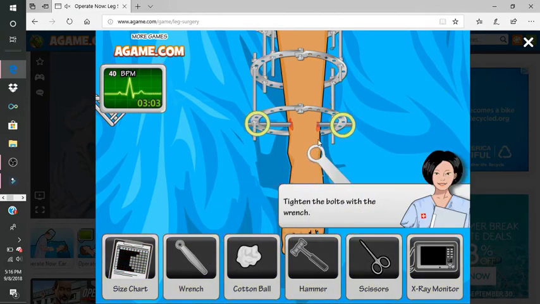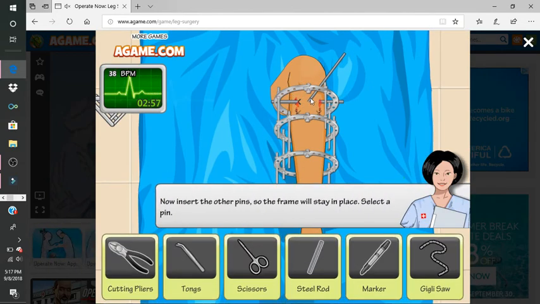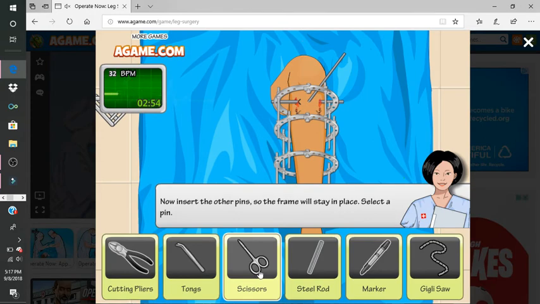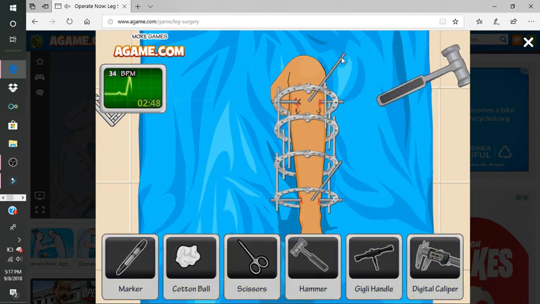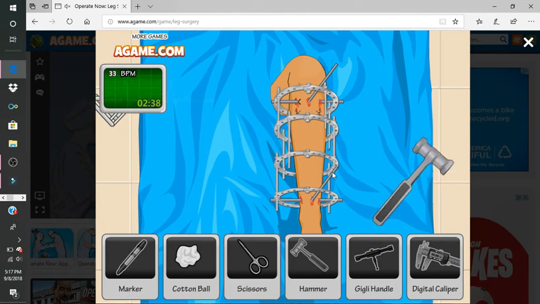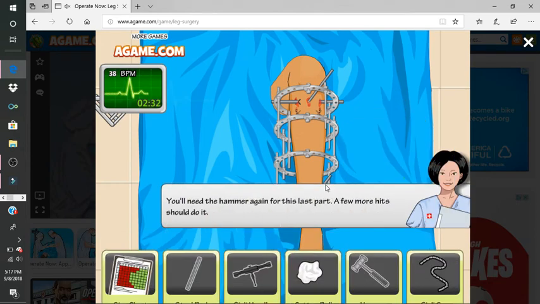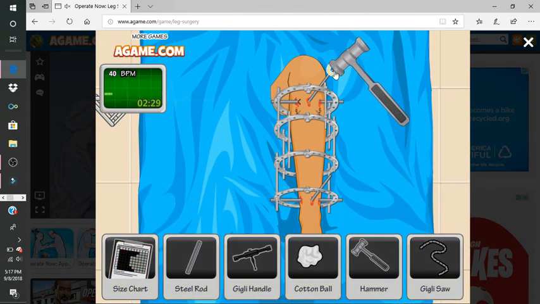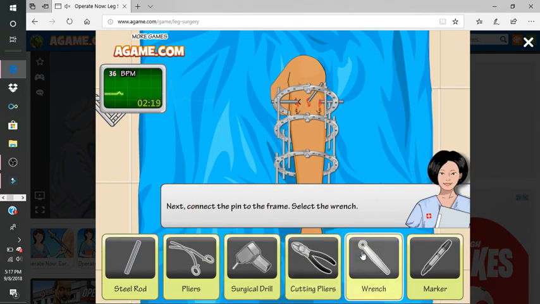Alright, wrench. Alright, pins again. What do we need? Oh, we need another pin. Hammer. All right, drill again. All right, hammer. Wrench.